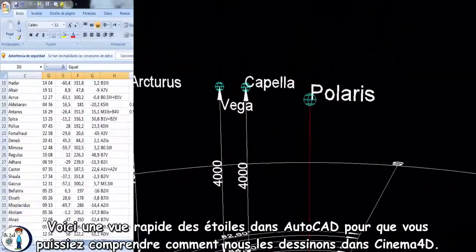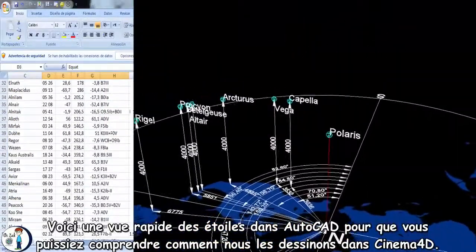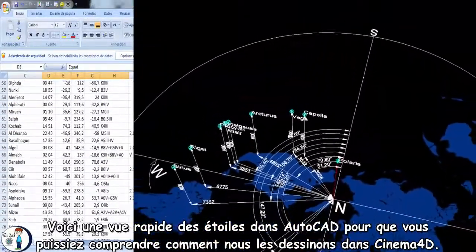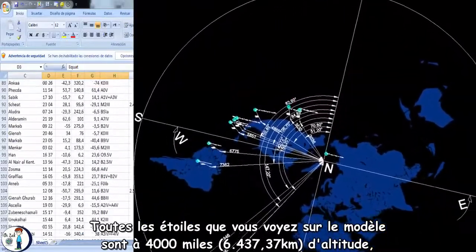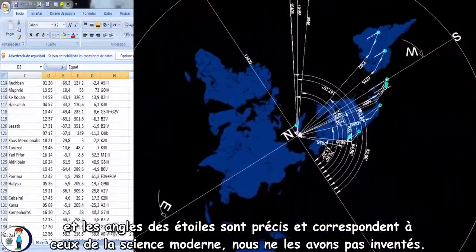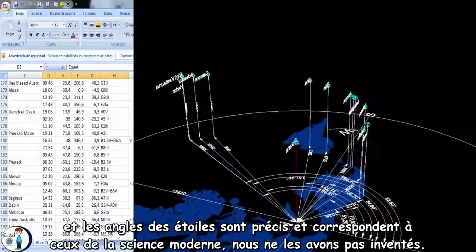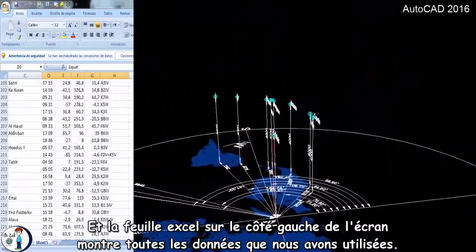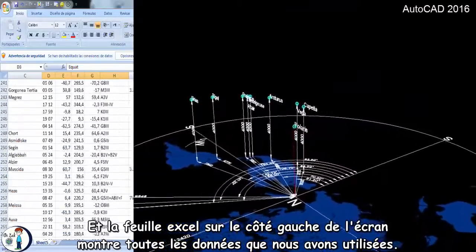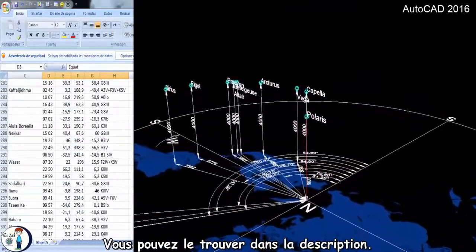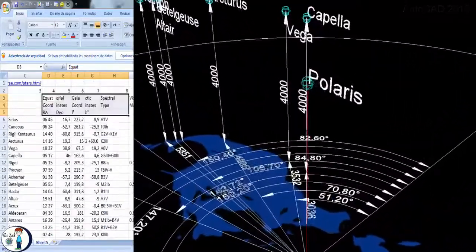This is a quick view of the stars in AutoCAD so you can understand how we drew them in Cinema 4D. All the stars you see on the model are 4,000 miles up, and the angles of the stars are accurate and they match modern science. We didn't make them up. And that Excel sheet on the left side of the screen shows all the data that we used. You can find it in the description.